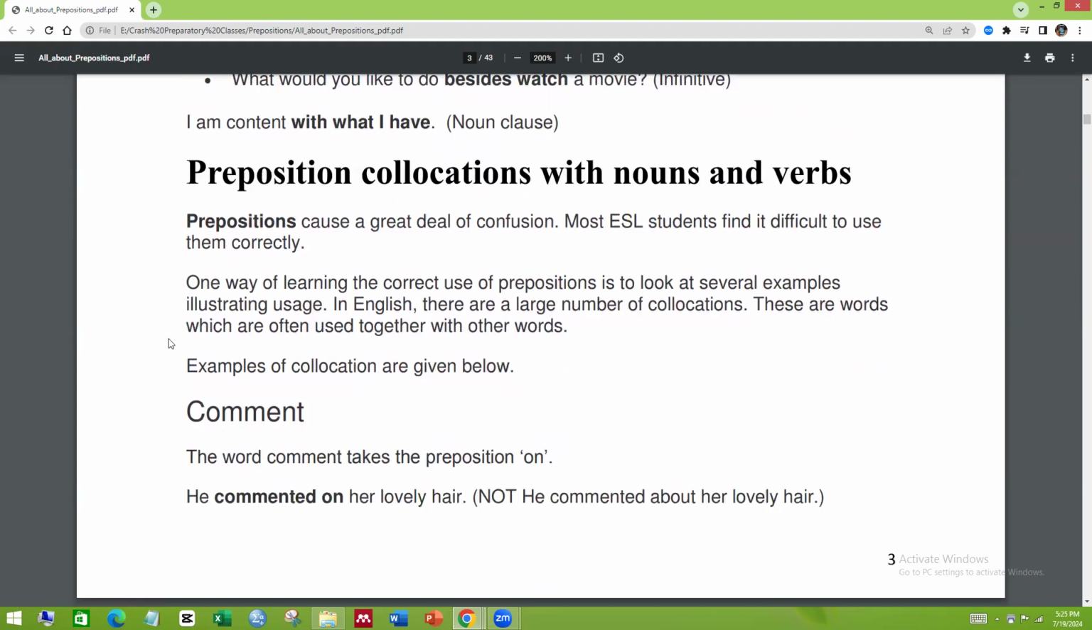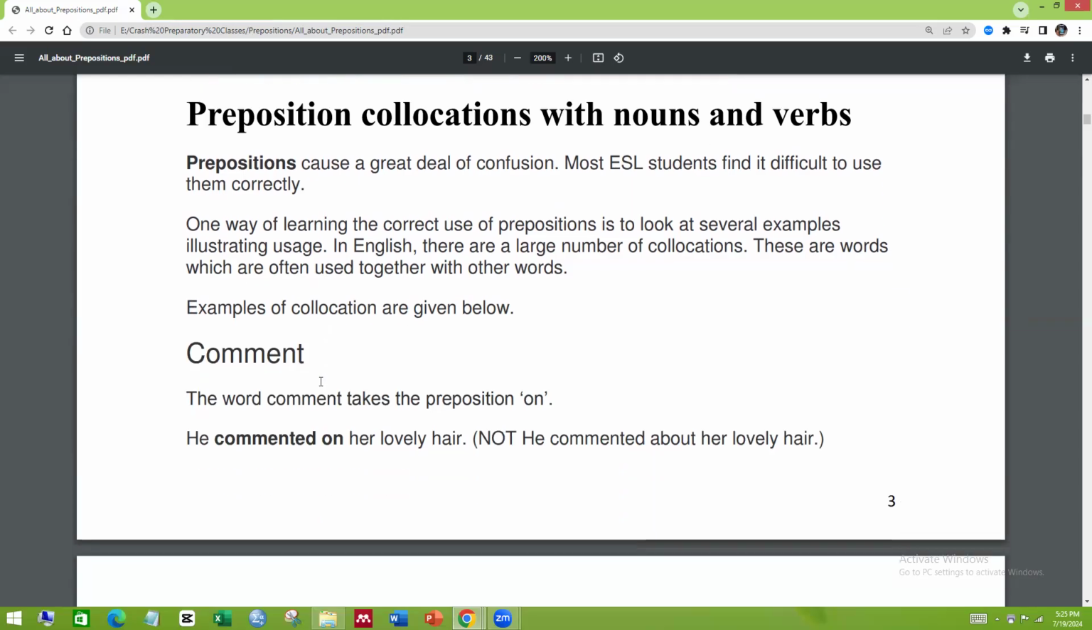Okay. Preposition collocations with nouns and verbs. Prepositions cause a great deal of confusion. Most ESL students find it difficult to use them correctly. One way of learning the correct use of the preposition is to look at several examples illustrating usage. In English, there are a large number of collocations. These are words which are often used together with other words. Examples of the collocations are given.